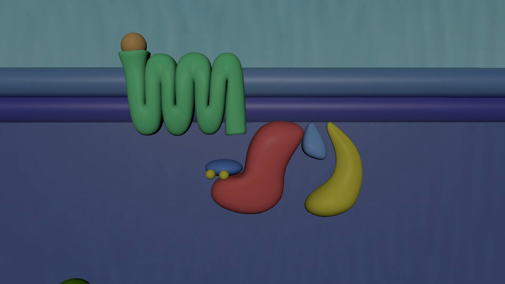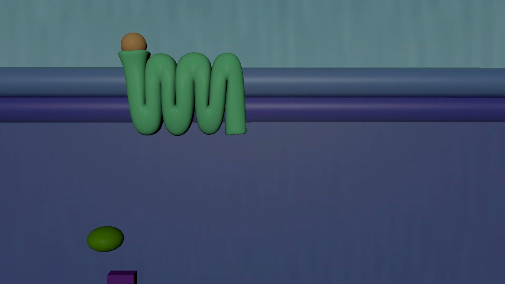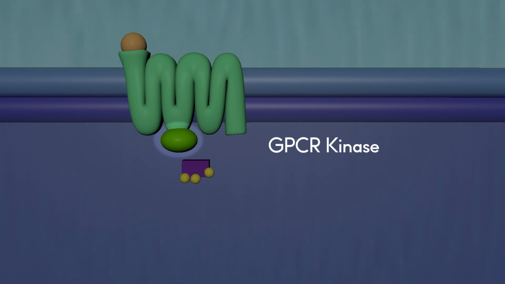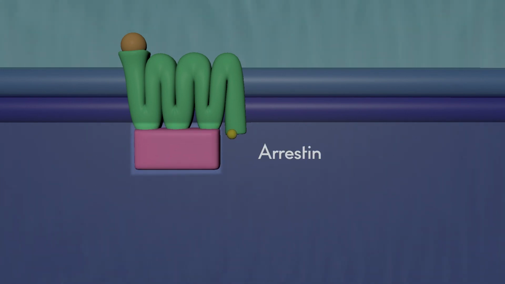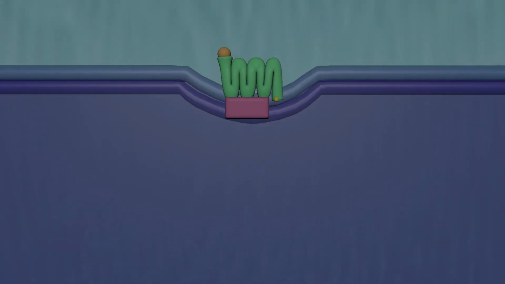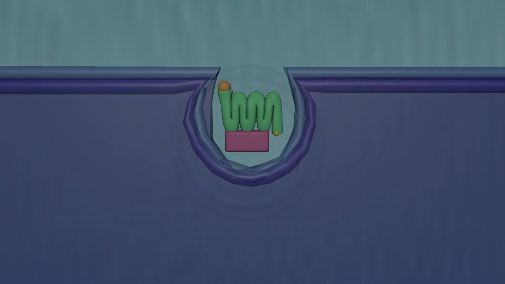The bound signaling molecule will often diffuse away on its own over time. However, if the receptor is active for too long, it may be phosphorylated by a GPCR kinase. Once phosphorylated, the protein arrestin may bind, causing the protein to be endocytosed and potentially degraded in the lysosome.